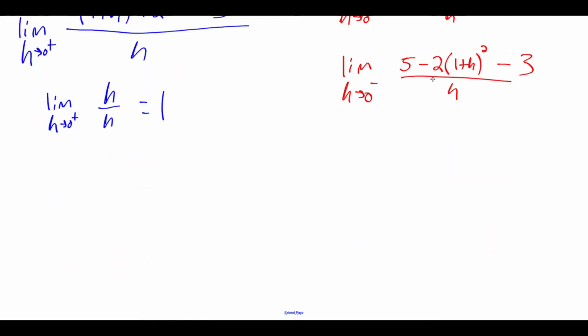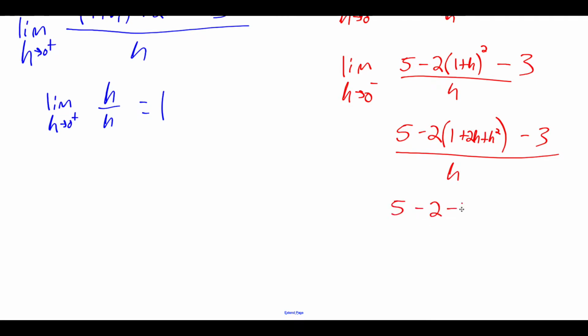We're going to work on simplifying this down. So this is going to say 5 minus 2 times, now squaring this 1 plus h means that we're going to be multiplying it by itself. So we're going to have to FOIL all that out. If we do that, we're going to get 1 plus 2h plus h squared, and then this will still have the minus 3 on the back end, and this is all over h. We're going to have to distribute this negative 2 through here. So this is going to say 5 minus 2 minus 4h minus 2h squared minus 3. And this is all still over h.